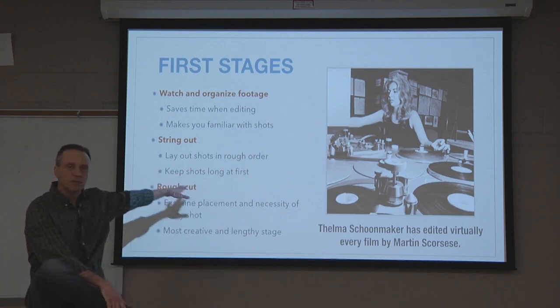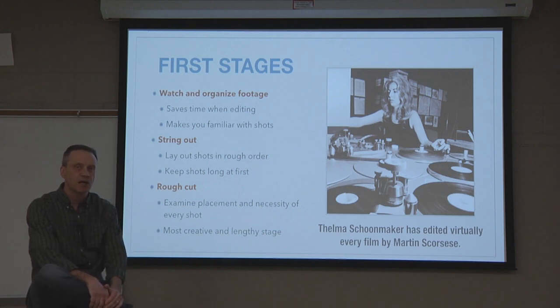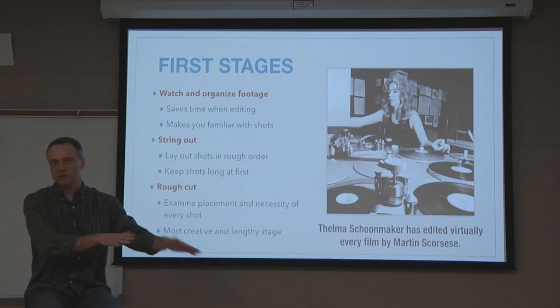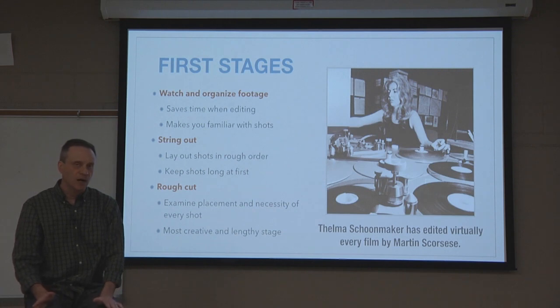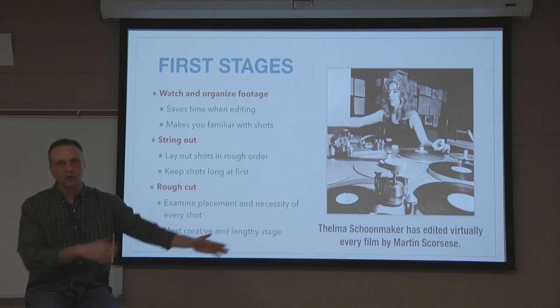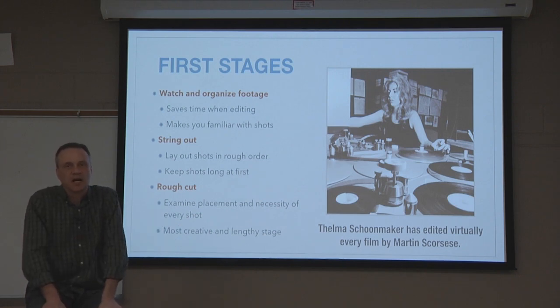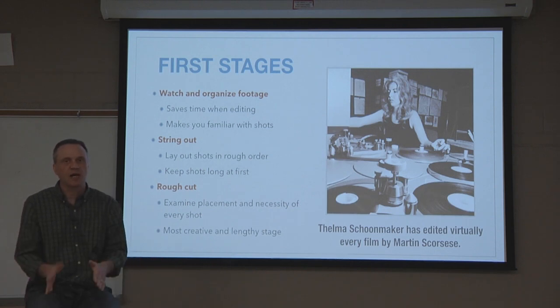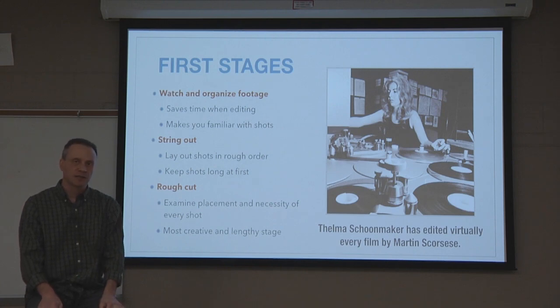And then you can start with something called a string out. A string out is simply you placing shots onto a timeline, very rough. Typically you don't want to cut heads and tails too much at this point. You just want to get a basic structure laid out on your timeline to see what you have to work with. This will be a really long timeline. Don't worry about that. That's going to get trimmed down as you start working through the process.